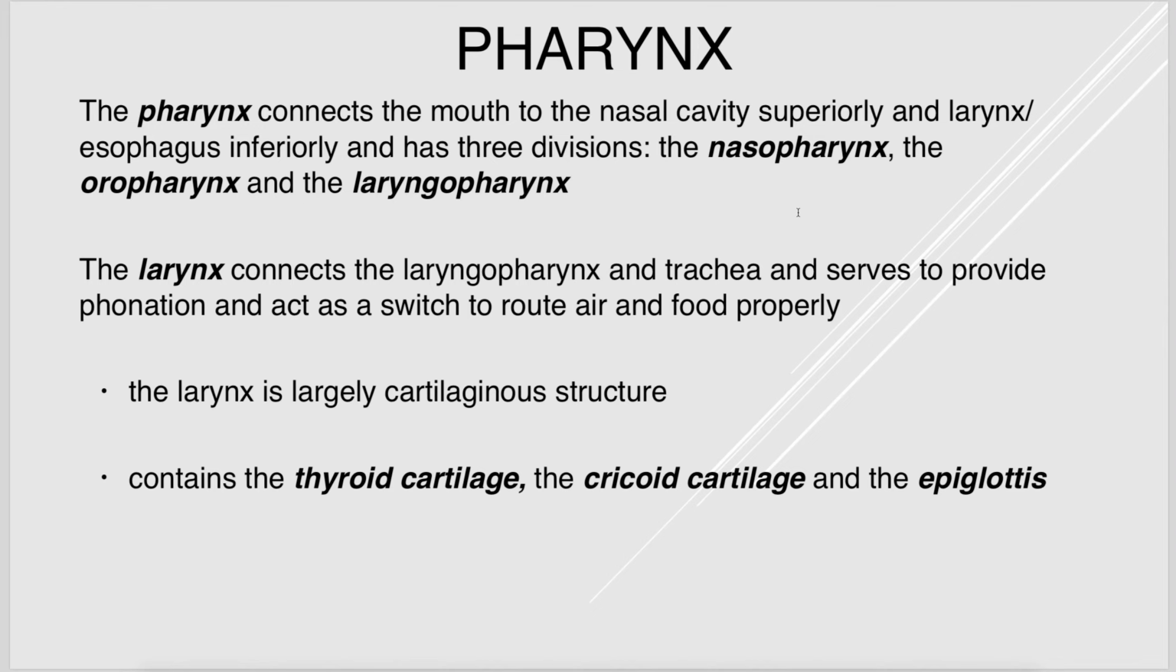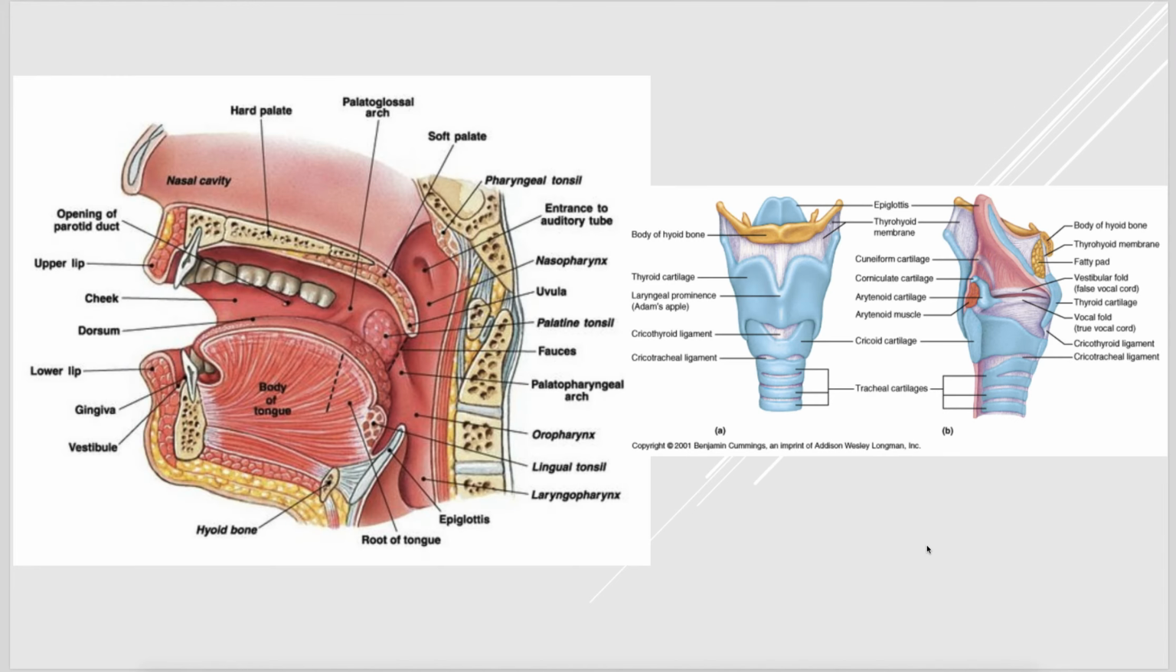The larynx is mostly cartilage. The big ones are the thyroid cartilage, which is the Adam's apple, the cricoid cartilage, and then the epiglottis. And the epiglottis is that little valve that's going to close off the airway.